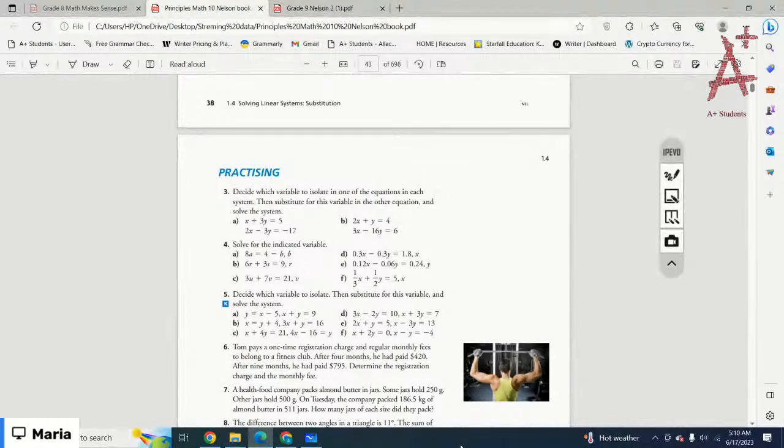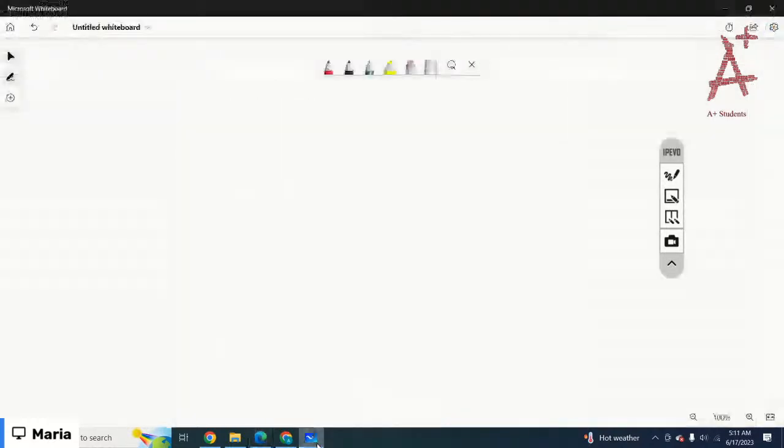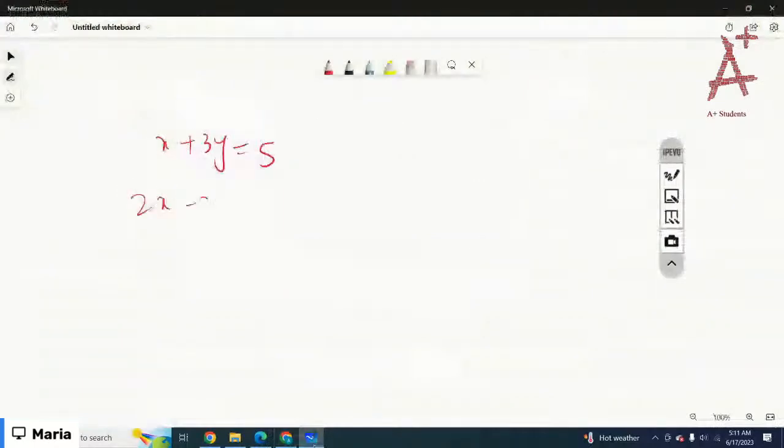Question number 3a is x plus 3y equals 5, and the other one is 2x minus 3y equals negative 17. Basically, we have to solve this system using the substitution method. Substitution method is where we substitute the value from one equation into the other equation. Got it? Let's start with the first one.